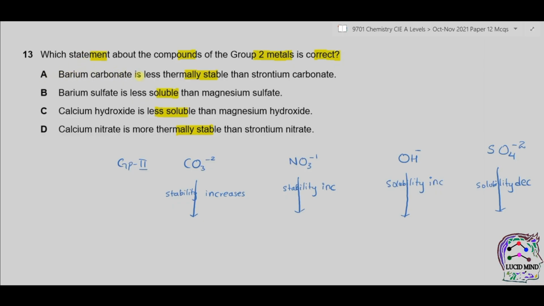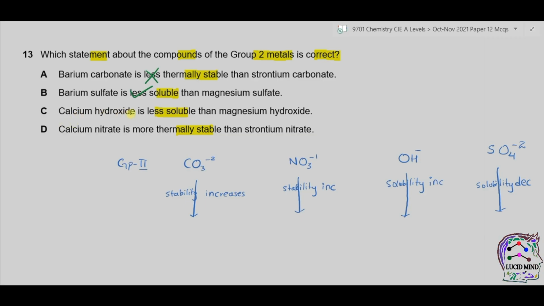Part A, barium carbonate is less thermally stable than strontium carbonate. As barium is below strontium, the stability should increase and it should be more thermally stable. Part B, barium sulfate is less soluble than magnesium sulfate. Again, barium is below magnesium, so it should be less soluble as the solubility decreases.